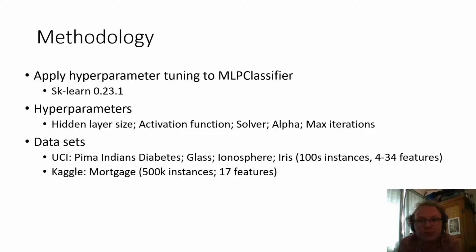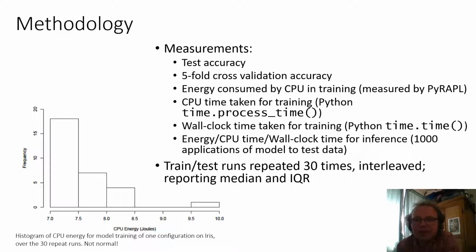The approach that we took was fairly straightforward. We're using the MLP classifier in scikit-learn and applying hyperparameter tuning to it for the hyperparameters that I've listed there. A mixture of structural ones, things like hidden layer size and the activation function that's being used in the neurons, as well as non-structural things like the solver, the training algorithm that's being used to fit the model. And we applied it to a mixture of UCI datasets, common benchmarks, and a much larger dataset, this mortgage dataset from Kaggle. Our experiments covered a number of different measures, and the full set of results are available at a link in the paper and at the end of the presentation.